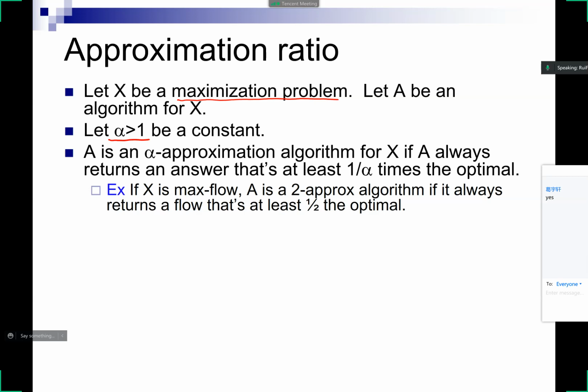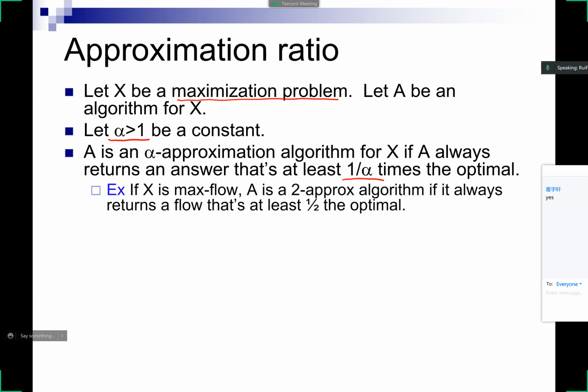So in this case, if you have an alpha approximation algorithm, then that means that you get 1 divided by alpha times the optimal reward. So for example, if you get half of the maximum reward, then you have a 2 approximation algorithm, right? If you can guarantee that you get at least 1/3 of the maximum reward, then you have a 3 approximation algorithm. So our goal is to make alpha be as small as possible.